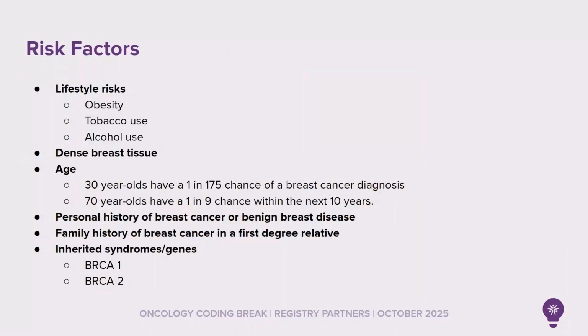According to the American Cancer Society and NCI, risk factors for breast cancer include lifestyle risks such as obesity, tobacco use, and alcohol use. Dense breast tissue. This tissue type makes the interpretation of any abnormalities difficult on a mammogram because they would both appear white on the image. And age. Within the next 10 years, 30-year-olds would have a 1 in 175 chance of a breast cancer diagnosis, while 70-year-olds would have a 1 in 9 chance. Personal history of breast cancer or benign breast disease and family history of breast cancer in a first-degree relative are also risk factors. And then the inherited syndromes and genes such as the BRCA1 and 2.